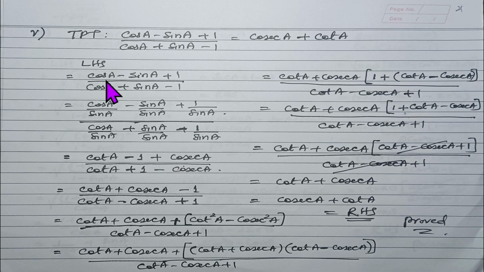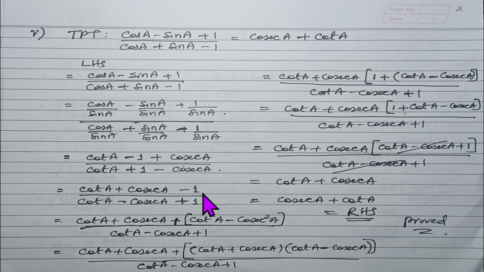So what do you do? Divide the numerator by sin A and the denominator also by sin A. So when I divide, I have to divide each term. So cos A by sin A minus sin A by sin A plus 1 by sin A. Similarly, cos A by sin A plus sin A by sin A minus 1 by sin A. And we know that cos A by sin A is cot A, sin A by sin A is 1, and 1 by sin A is cosec A. Same way here, it is cot A, it is 1, and it is cosec A. So you have got the cot A and cosec A form here. Let us see further what to do. Now cot A plus cosec A minus 1 divided by cot A minus cosec A plus 1.